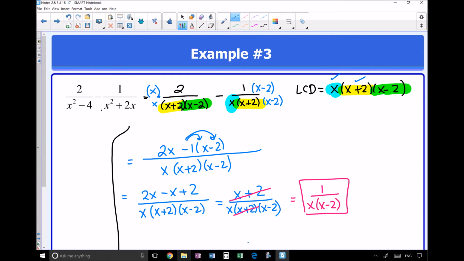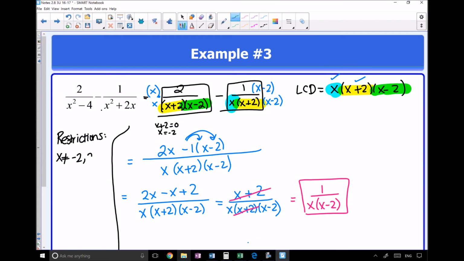Okay, now for my restrictions, I'm going to look at my original fractions. So my original fractions are right here, and this is telling me that x cannot be negative 2, because if I were to solve the equation x plus 2 equals 0, I would get x equals negative 2. This is telling me that x cannot be positive 2, and then this blue piece right here is telling me that x cannot be 0. Okay, hopefully the restrictions are starting to make a little bit more sense to you guys.